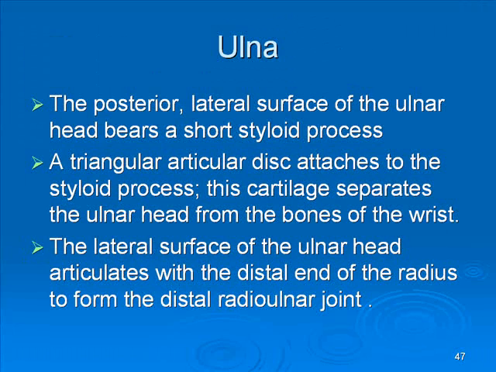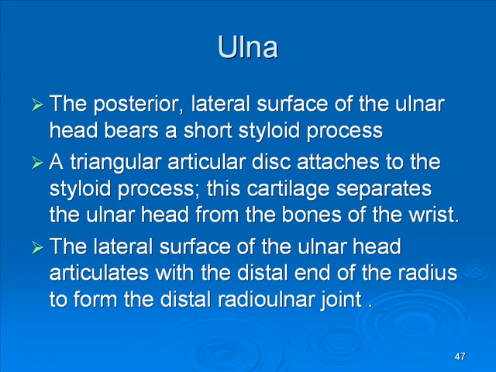The posterior and lateral surface of the ulnar head bears a short styloid process. Again, a process is a little bone that will project a little further than the whole body of the bone. This is called the styloid process. We see that in the distal portion of the bone. There's a triangular articulating disc that attaches to the styloid process. Cartilages separate the ulnar head from the bones of the wrist.